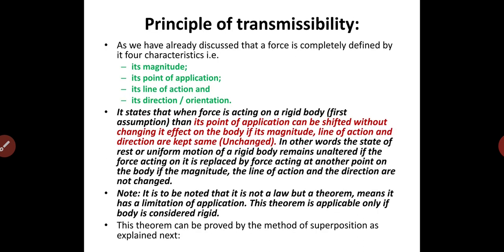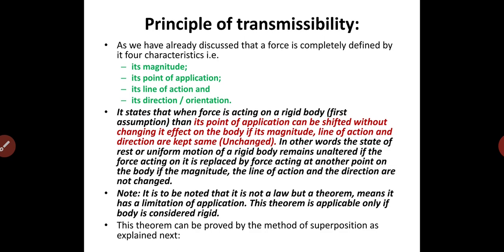Now, one of the very important principles is the principle of transmissibility. We call it a principle because it is not universal; this principle of transmissibility does not fulfill the requirements when the body is deformable. So the main important criterion is that the body has to be rigid, otherwise it would have been the law of transmissibility.